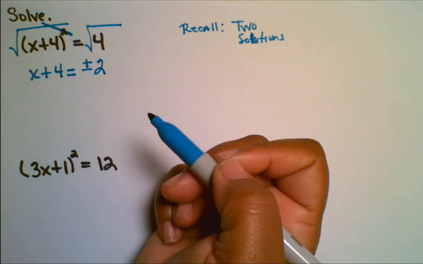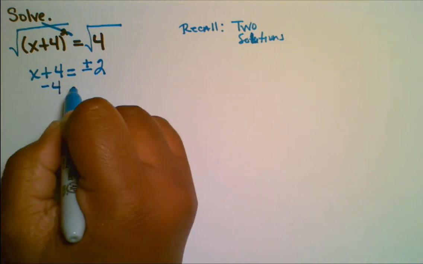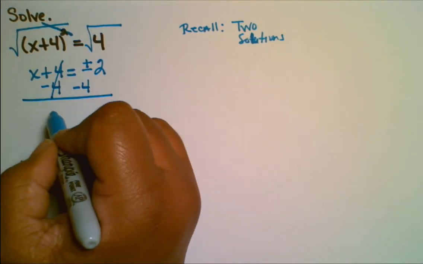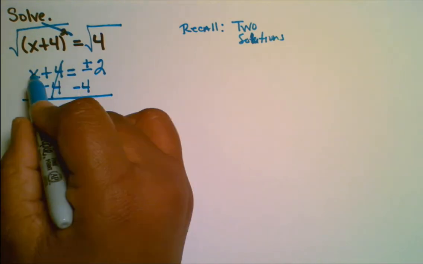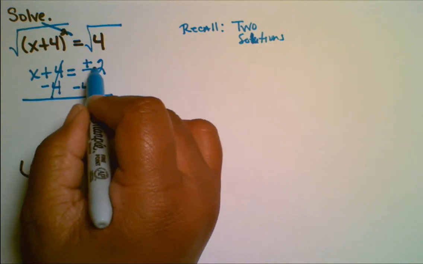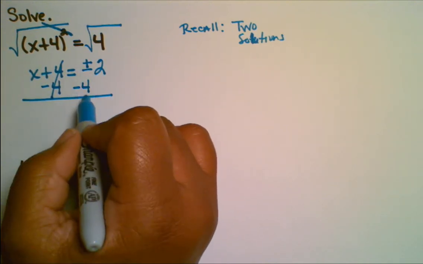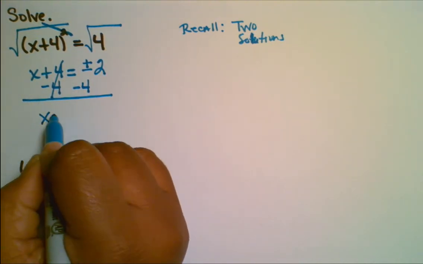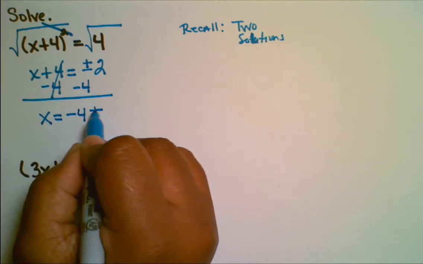Then we want to solve for x. How are we going to do that? We're going to subtract 4. Now, to make this easy for you, whatever number you bring over from the left side to the right as we solve, whenever there's a plus or minus symbol, please write that number in front of the plus or minus. For example, we're subtracting 4. This is how we're going to write it: x is equal to negative 4 plus or minus 2.